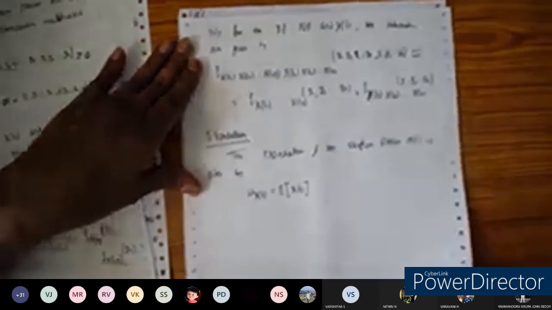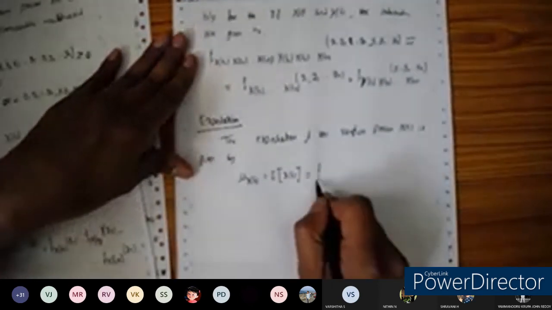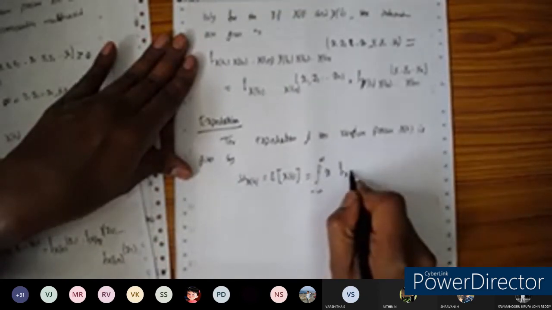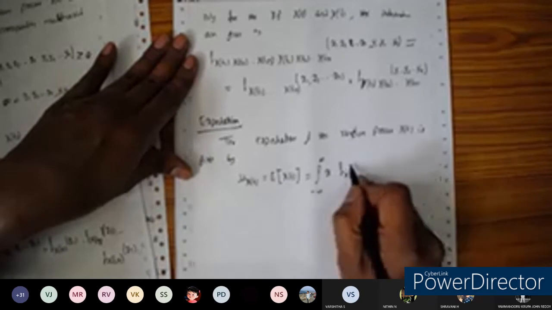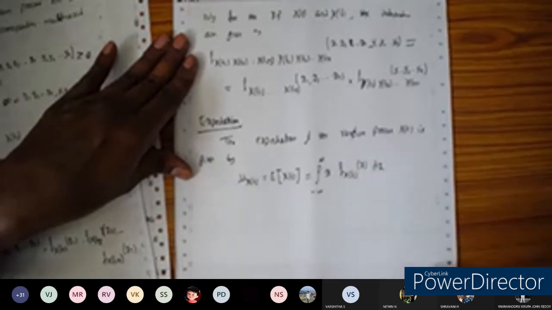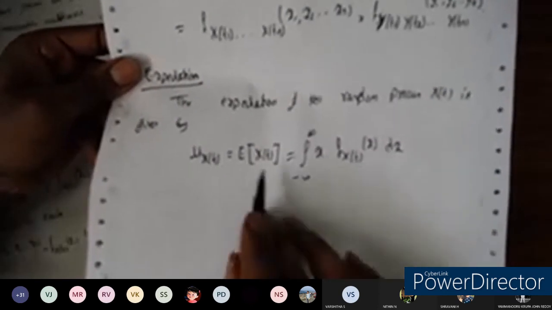You know the formula for the expectation. It is the integral from minus infinity to plus infinity of the random variable times the corresponding PDF, integrated with respect to dx. So mu of x of t is equal to the expectation of x of t, which is the mean of the random process x of t.